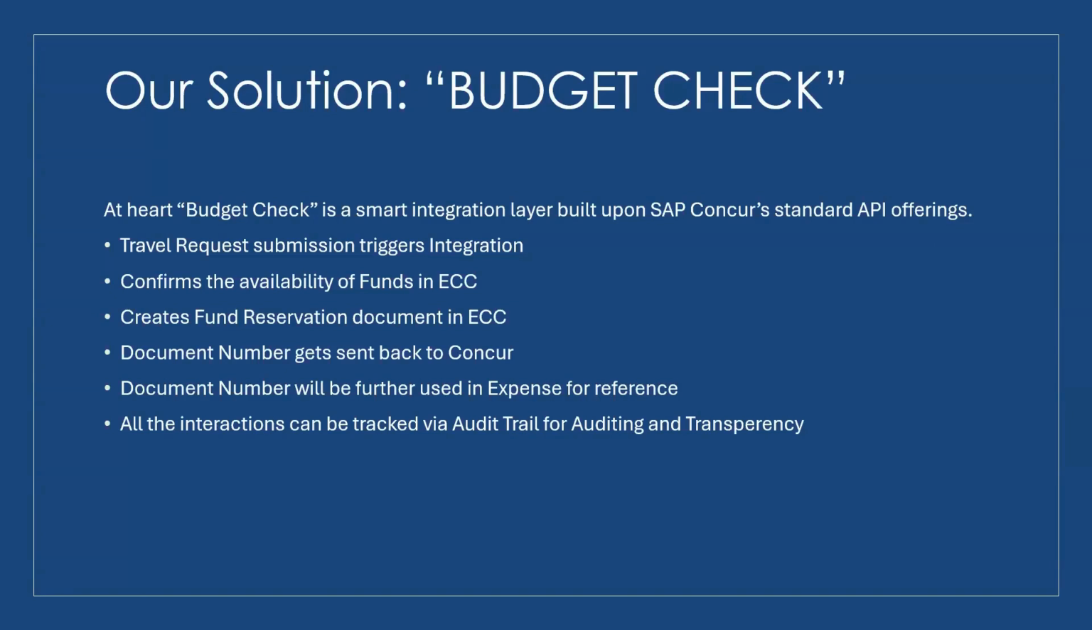And if there is no fund available in ECC, ECC sends back an error message to Concur saying that there is no budget available in the selected cost structure. Please select a different structure. And all these interactions between ECC and Concur are tracked via audit trail for auditing and transparency. And the result of the solution is a successful reservation or rejection passed back to Concur in real time, guiding the users before the request proceeds to approval.